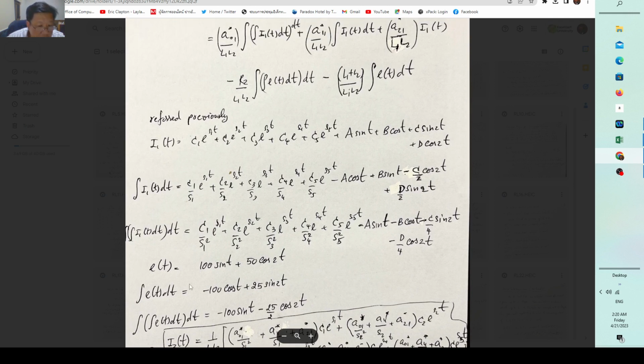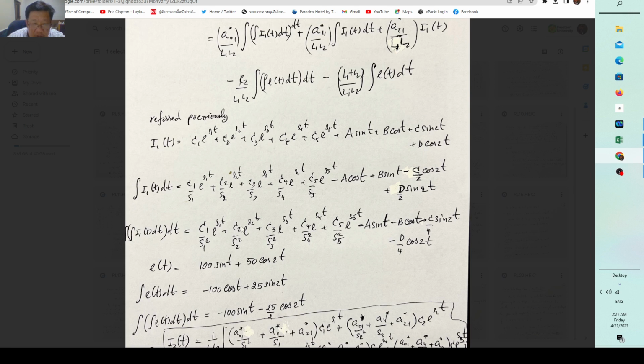Okay. So this one, you want to find the integration of I1(t) dt. You get this, based on the integration term method. And once you get this value, you want to find another integration, the double integration, the second integration of I1 dt. So you integrate this function one more time. You get C1 divided by S1 squared.